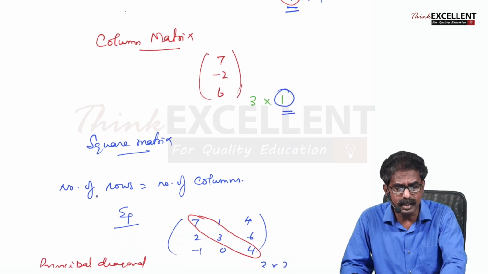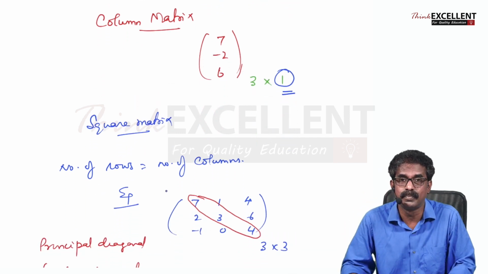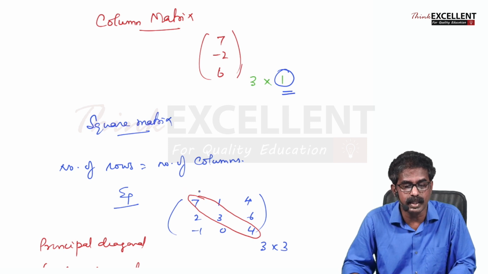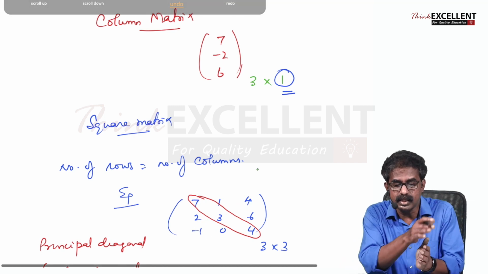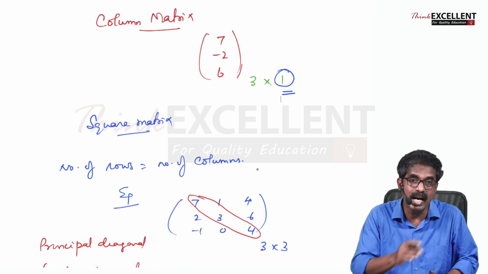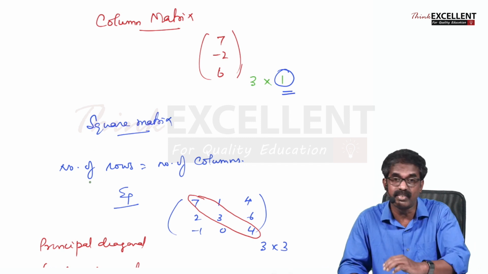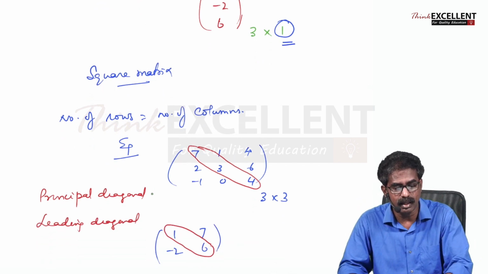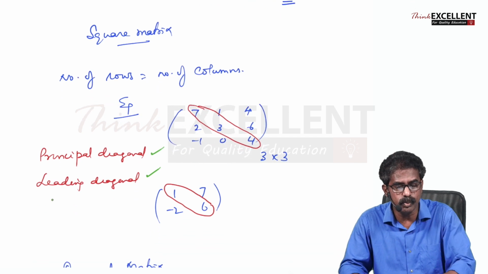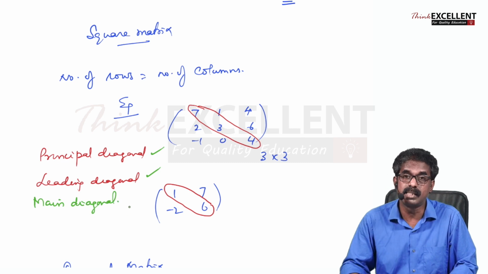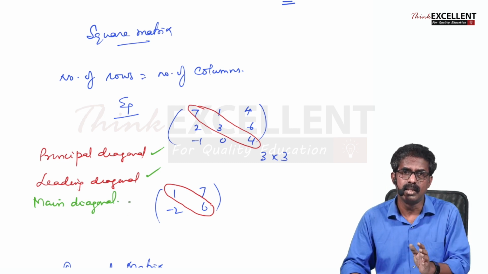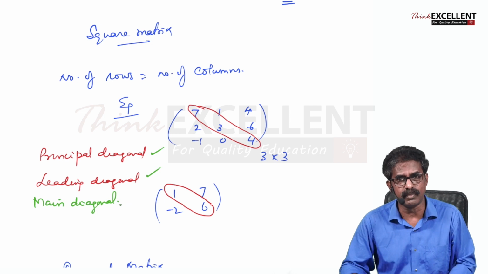Then for square matrix, you can find diagonal. This diagonal, the principal diagonal. And there is one more diagonal, but we won't take that. This diagonal, that 7, 3, 4, that diagonal we call it by different names: principal diagonal or leading diagonal. Also we call it main diagonal. This is the diagonal we mean.